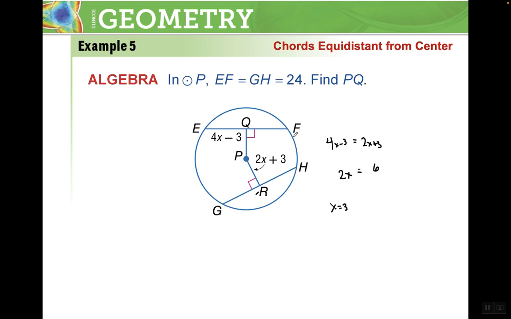But we have to find PQ, so we're just going to plug it right in. So 2 times 3 is 6, plus 3 is 9. And again, you can plug it into whichever one you want because they are the same length.